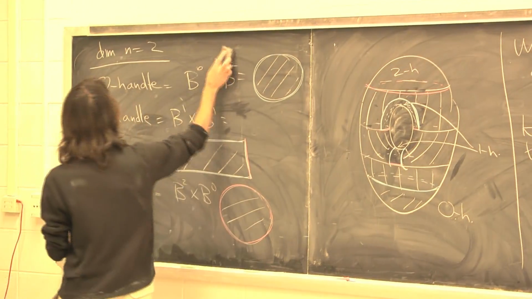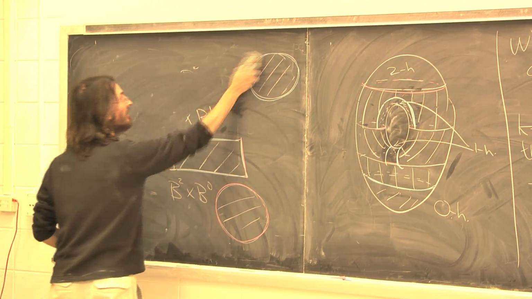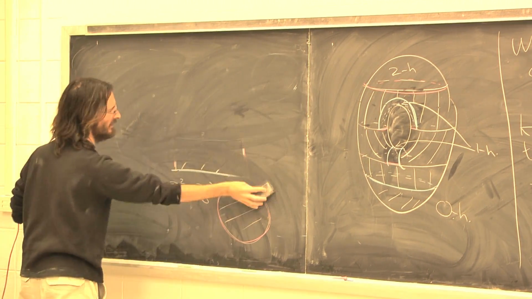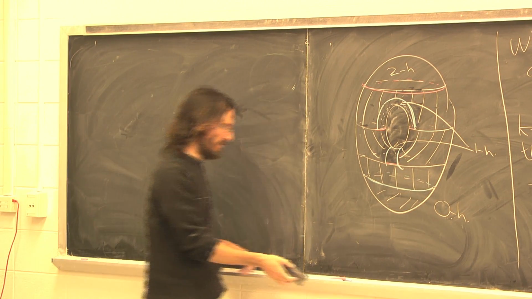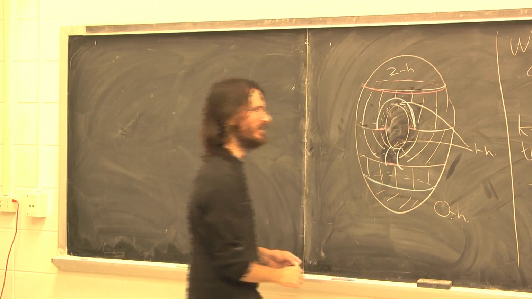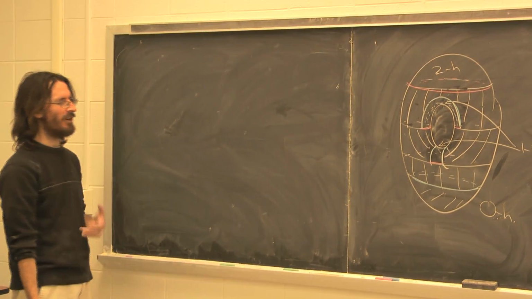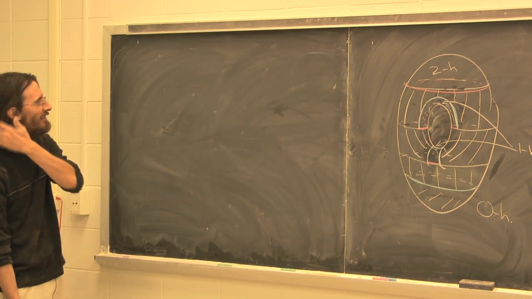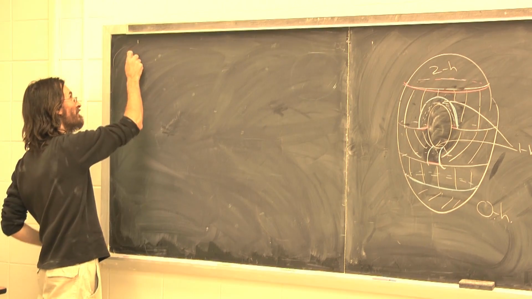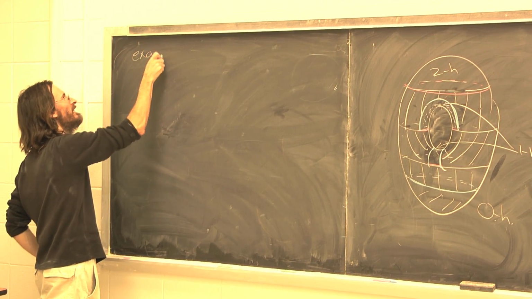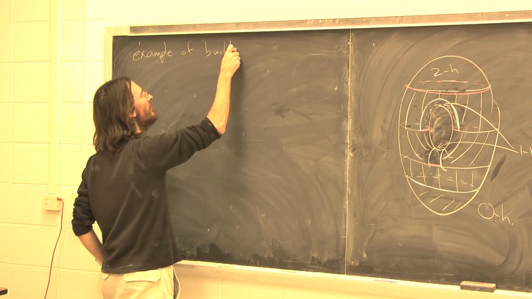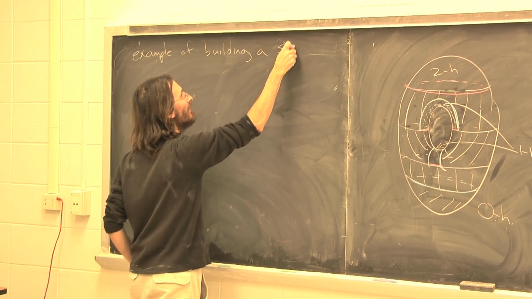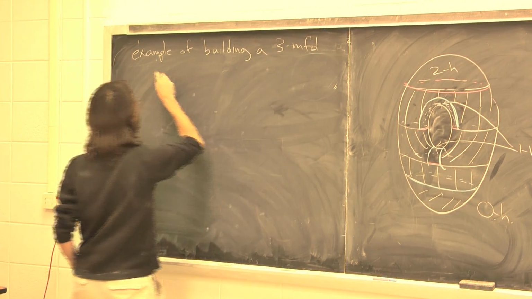And so now I'll just do something dumb for one example. I'm going to draw an example of three-dimensional handles.